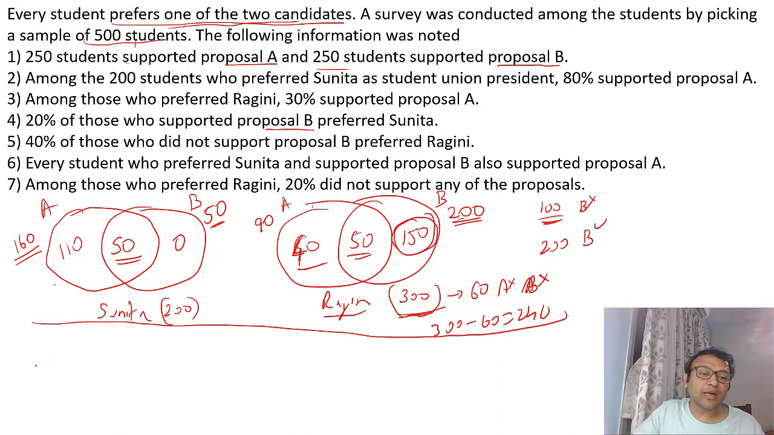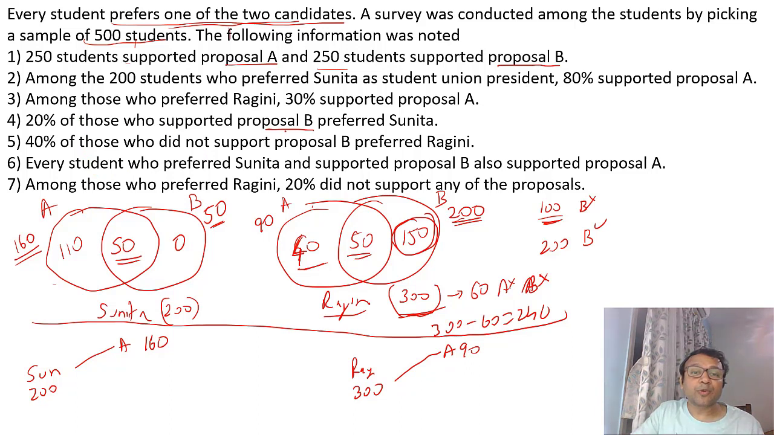For example, if I look at it, they gave data for Sunita. What did they mention about Sunita? Among 200 students who preferred Sunita, 80% supported proposal A. So A will be 160, 80% of 200. So I know Sunita is 200, which also means that I know Ragini is 300. I'm doing the same thing but only in the tabular format. Among those who preferred Ragini, 30% supported A. That means A will be 90. 30% of 300 is 90.